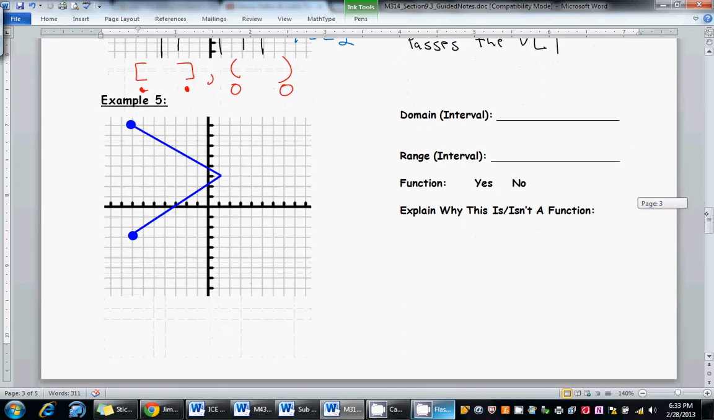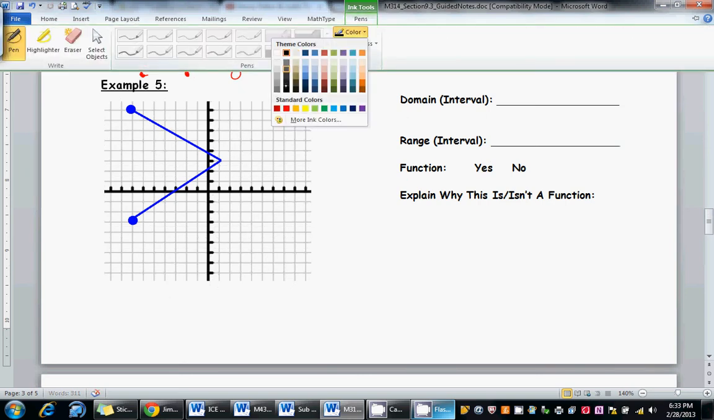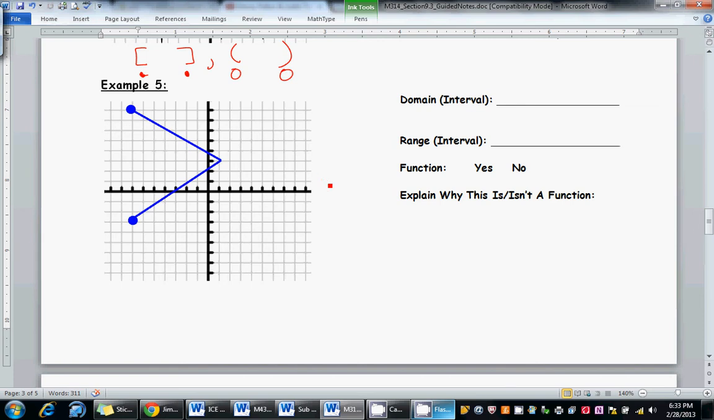Let's look at this again now. Example 5. Let's do the same thing, a little quicker this time. Domain, again, is my x values. Look along your x-axis. Where is the smallest x value located? It looks like it's right along here.